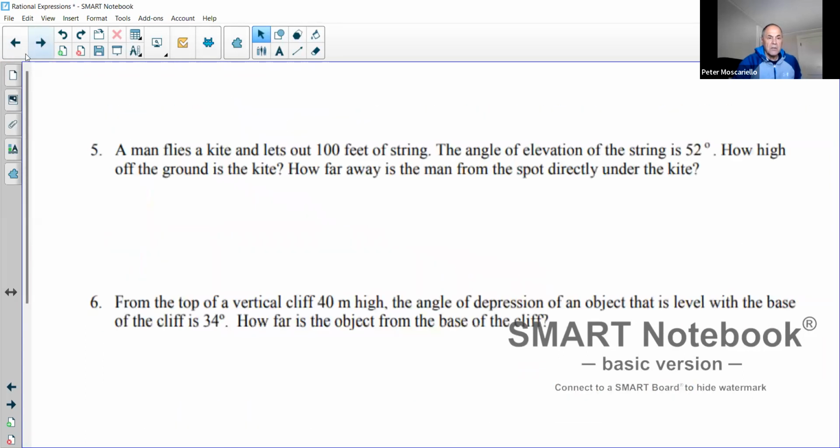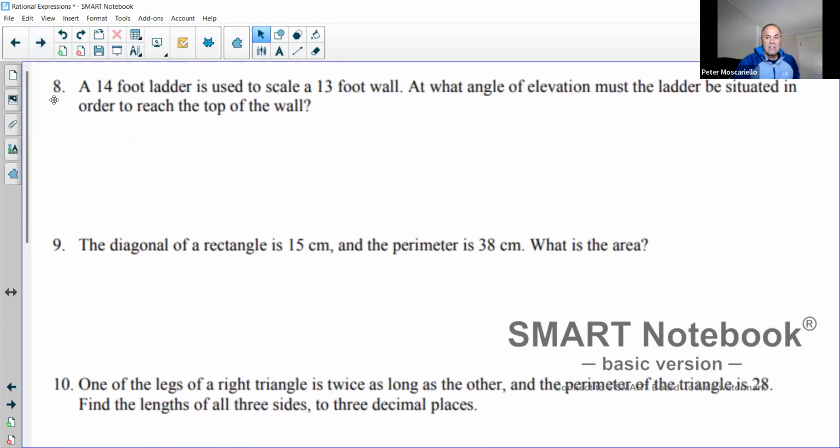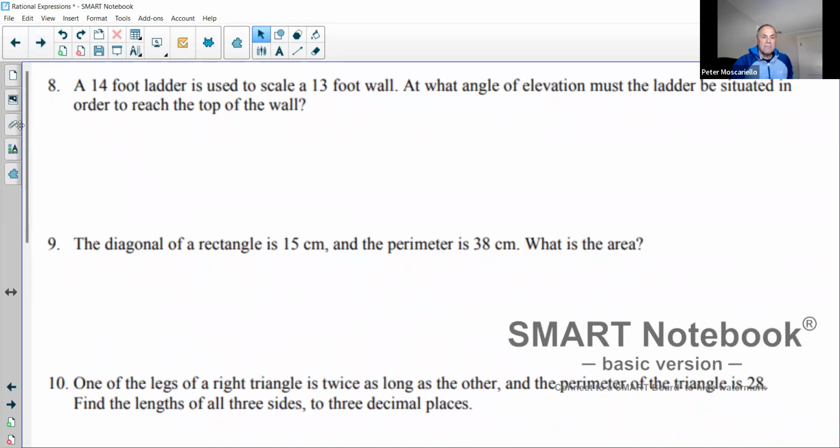All right, let's find another one. How about one that I didn't assign? Number 8. A 14-foot ladder is used to scale a 13-foot wall. At what angle of elevation must the ladder be situated to reach the wall?